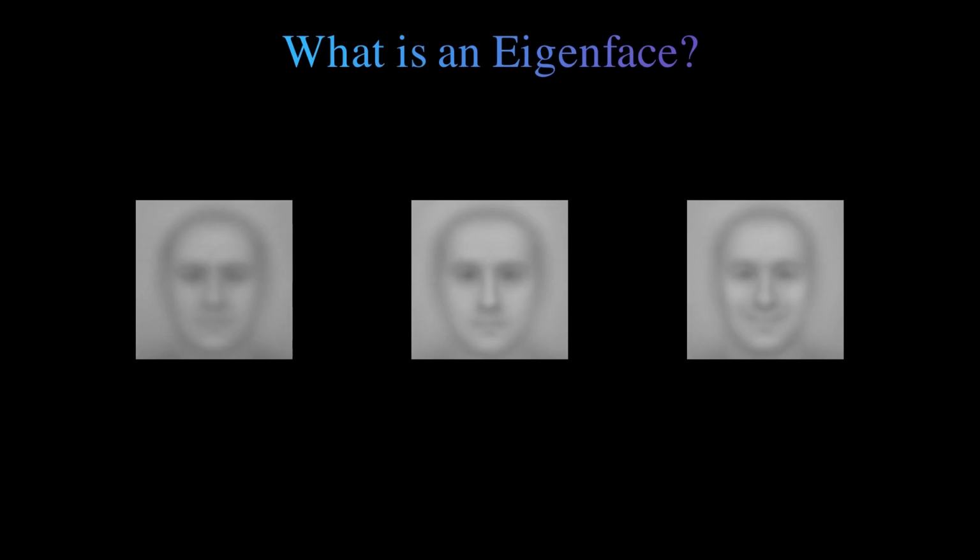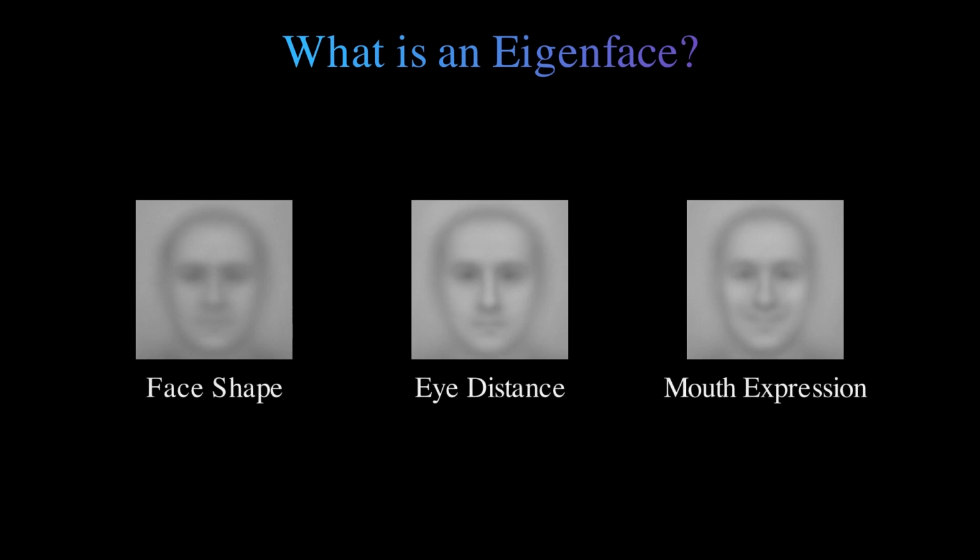So what do these most important directions look like? They look like blurry faces. We call them eigenfaces. Each one captures a unique type of difference in faces, like face shape, eye distance, or mouth expression. These aren't actual faces, they are the building blocks computers use to describe real ones.